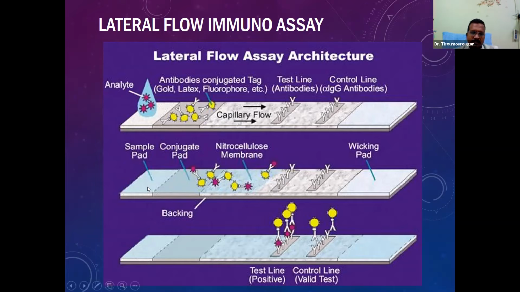So we put in the sample. It gets absorbed into the conjugate pad and forms the antigen-antibody complexes, and through the nitrocellulose membrane it moves further up to the upper end of the cassette, where the test line becomes positive and shows up a color. That's what is basically used in these tests.